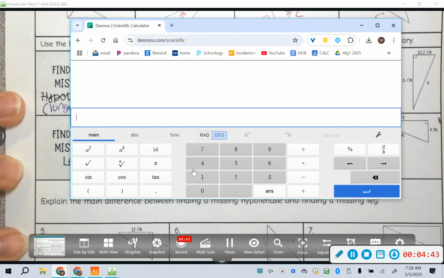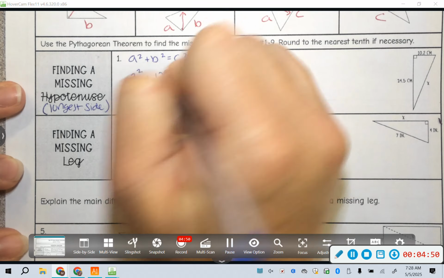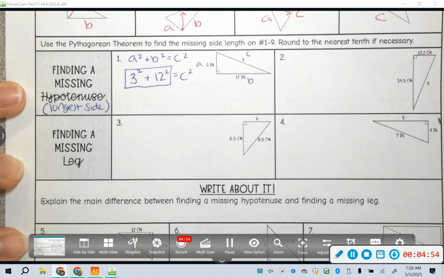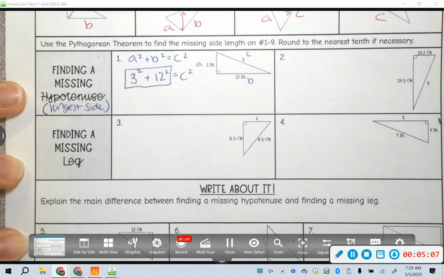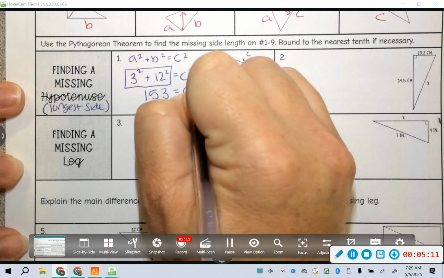So I know the left side of my equal sign, because remember, we can type in this side. We can type this whole thing in. That's what we're going to type in our calculator. So we get 3 squared plus 12 squared. And we get 153. So I know that this side equals 153 equals c squared.